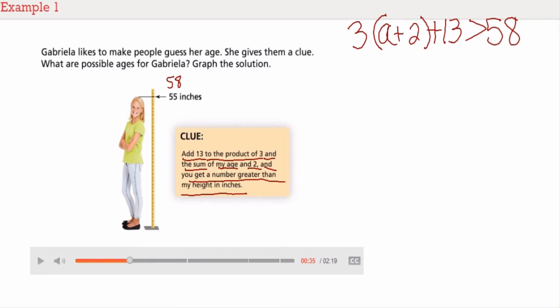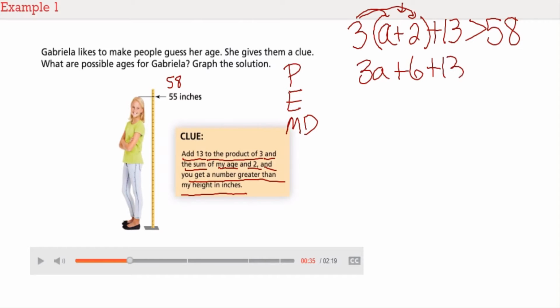Next, we have to start simplifying. So you follow the order of operations, and it tells us to do parentheses first. But if you look here, we can't simplify anything in parentheses. Then you have exponents. We don't have any exponents. Then you have to do multiplication and division going from left to right. So that means we need to distribute this 3 inside of the parentheses. That means I'm going to do 3 times A, which is 3A, and then 3 times positive 2, which is positive 6. Then I'll bring everything else down.